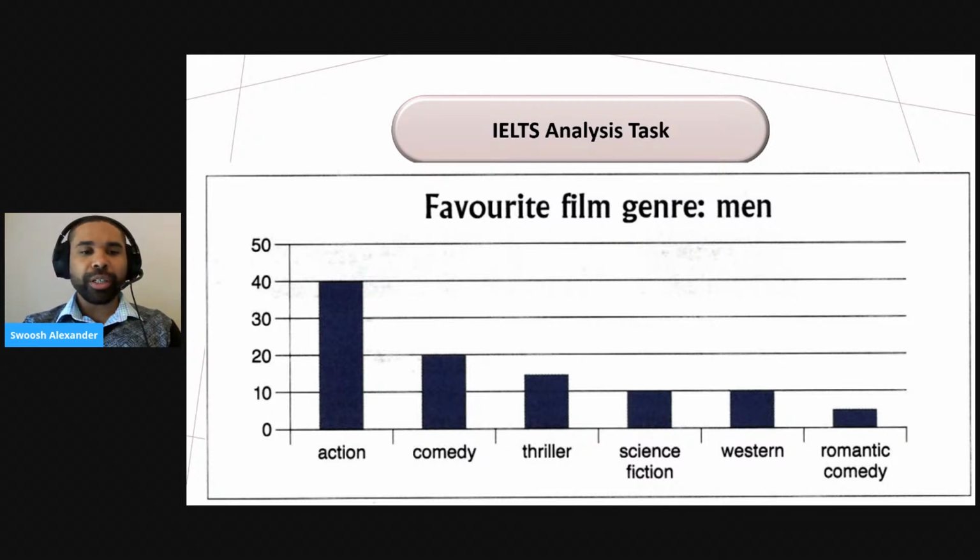Let's have a look, for example, at action and comedy. What comparison could we make between action and comedy? As I say, let me know in the chat if you have any suggestions.